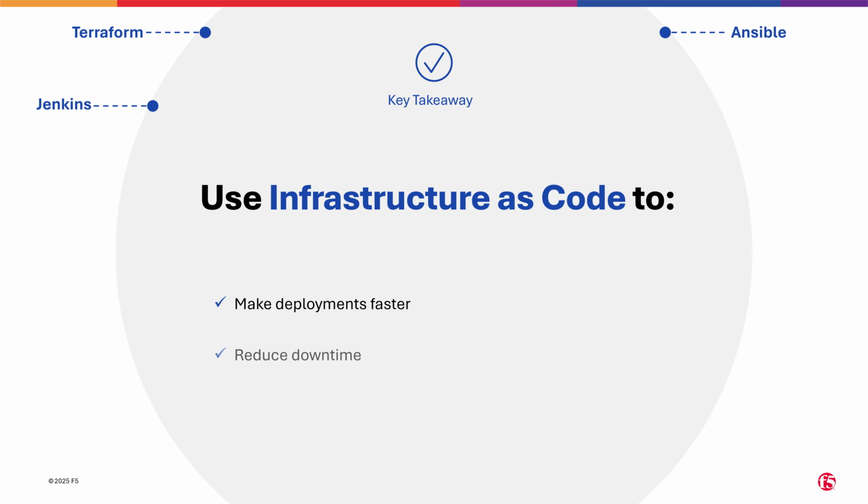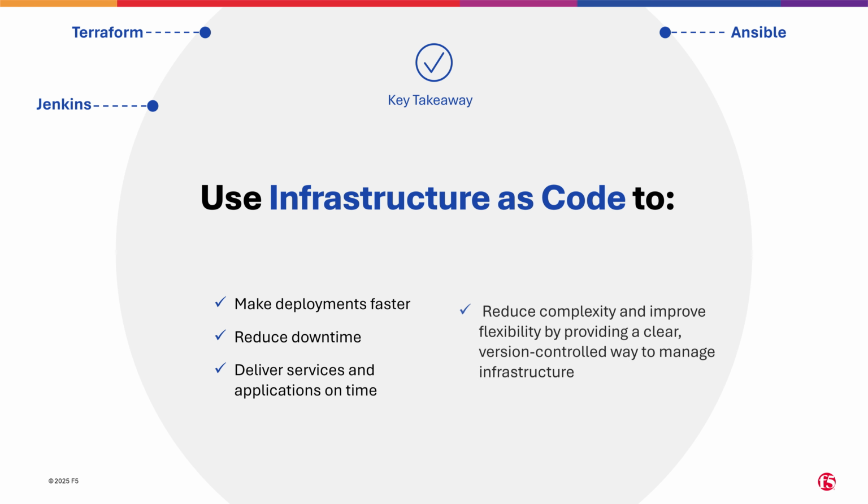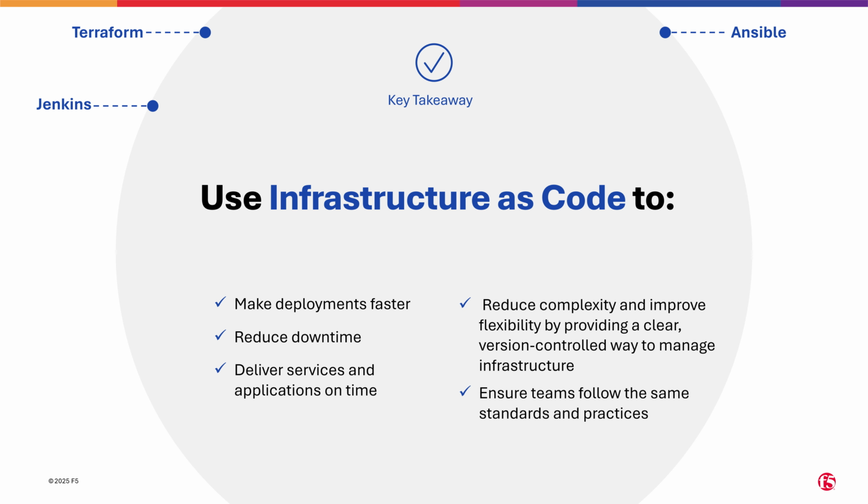Working with complex systems like F5 BigIP can be challenging, especially when managing multiple environments. Infrastructure as code makes deployments faster, reduces downtime, and helps teams deliver services and applications on time. IaC reduces complexity and improves flexibility by providing a clear, version-controlled way to manage infrastructure. As part of a DevOps toolchain, IaC helps ensure teams follow the same standards and practices, improving quality and collaboration across the development and operations lifecycle.